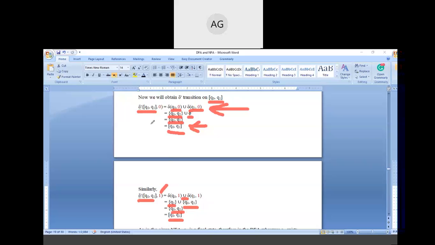So the new state Q0 Q1, on getting the input symbol either 0 or 1, will get the same output, Q0 and Q1.